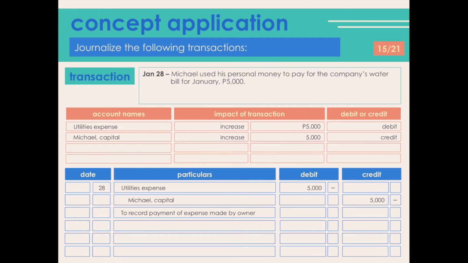If you think about it, it's like two separate transactions happened here. First, Michael invested cash into the company, and with that, we debit cash and credit Michael capital. And then the company used the money to pay the bill, debit utilities expense, credit cash. Since we debited and credited cash, the account will have a net zero amount. So combining the two entries, we are actually left with debit utilities expense and credit Michael capital, which is the entry that we have here.